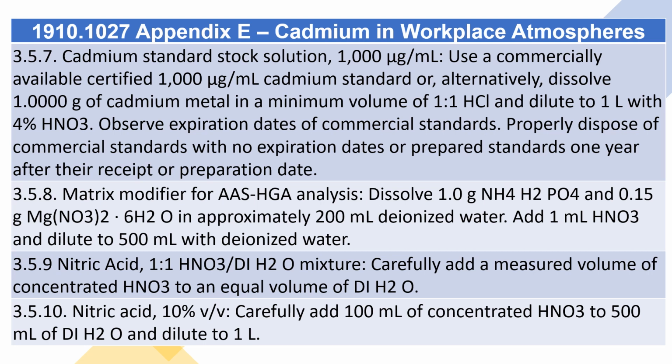3.5.8. Matrix modifier for AASHGA analysis. Dissolve 1.0 g NH4H2PO4 and 0.15 g Mg(NO3)2·6H2O in approximately 200 ml deionized water. Add 1 ml HNO3 and dilute to 500 ml with deionized water. 3.5.9. Nitric acid, 1:1 HNO3/DiH2O mixture. Carefully add a measured volume of concentrated HNO3 to an equal volume of DiH2O. 3.5.10. Nitric acid, 10% v/v. Carefully add 100 ml of concentrated HNO3 to 500 ml of DiH2O and dilute to 1 L.